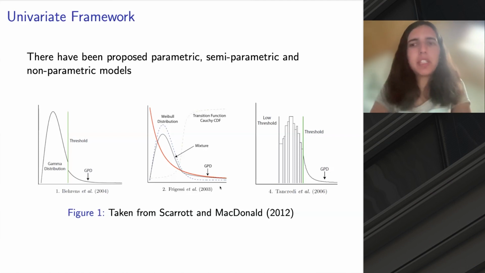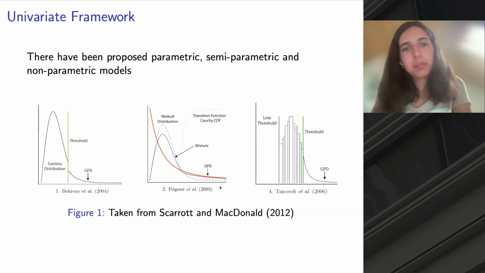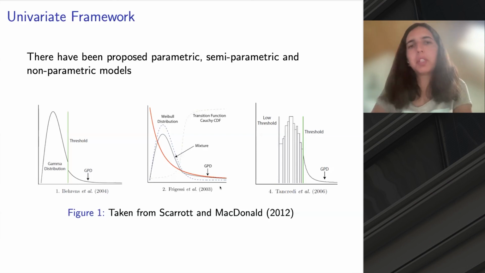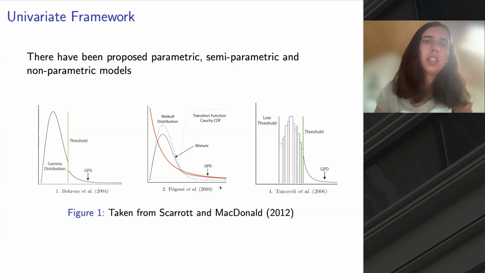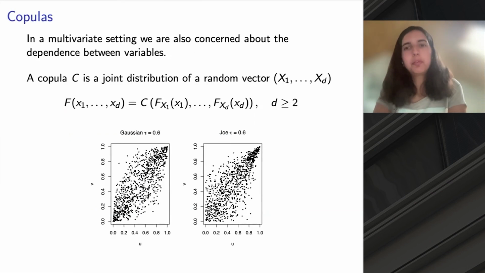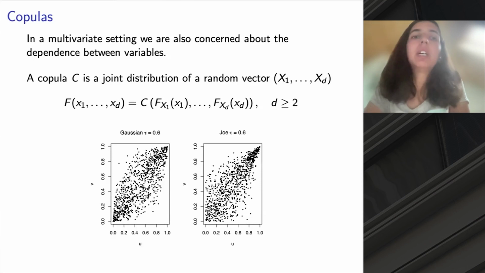In the majority of these cases, a threshold has to be defined, and above this threshold, the GPD is fitted. But in the middle one, this threshold is estimated implicitly, so we don't have to define it beforehand. But when we move to the multivariate case, this has not been done as much in the literature. In a multivariate setting, we are also concerned about the dependence between variables, and this becomes a problem.